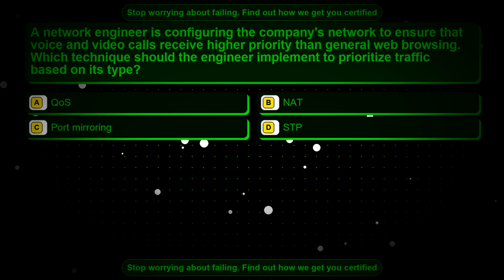Question 9. Which security model assumes no user or device is trusted by default, even inside the network? Option A, implicit trust. Option B, zero trust. Option C, open trust. Option D, transitive trust.